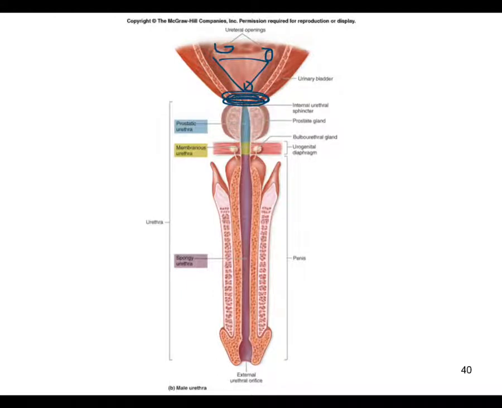Internal sphincter, the prostate itself, urogenital diaphragm. The muscle right here would be the external sphincter. And then three parts of the urethra, I'll put it in yellow: prostatic urethra, membranous urethra in the very center, and then spongy or penile urethra.